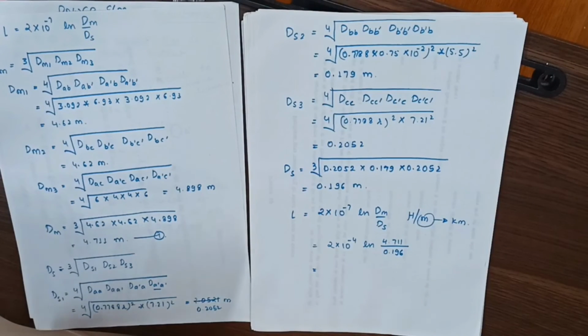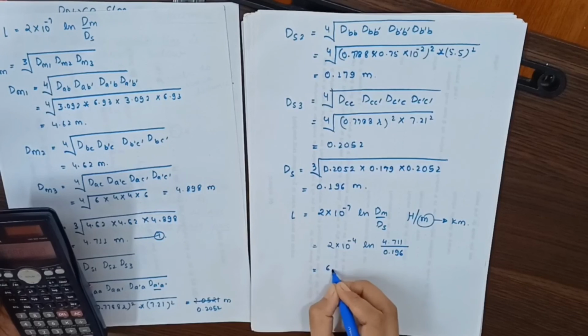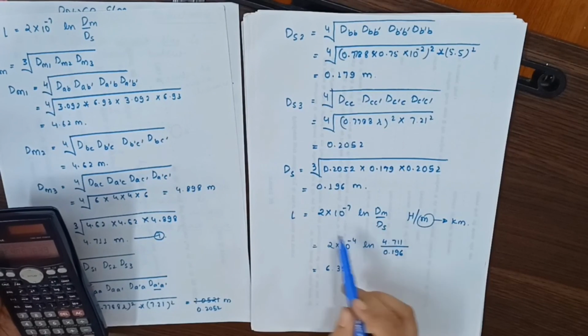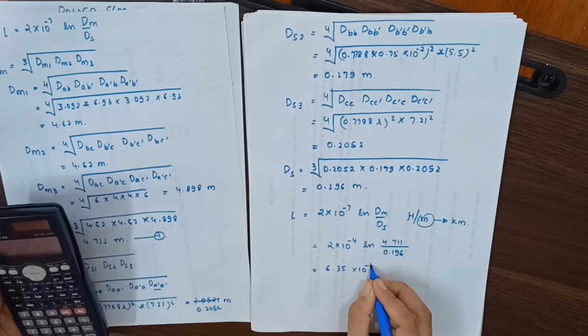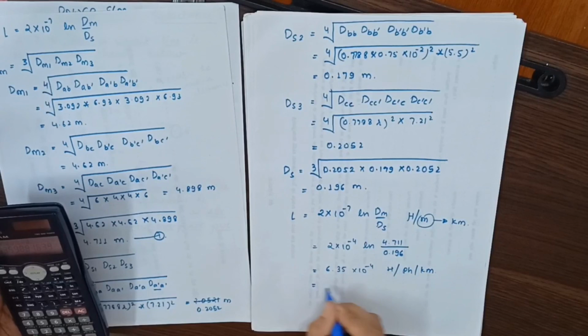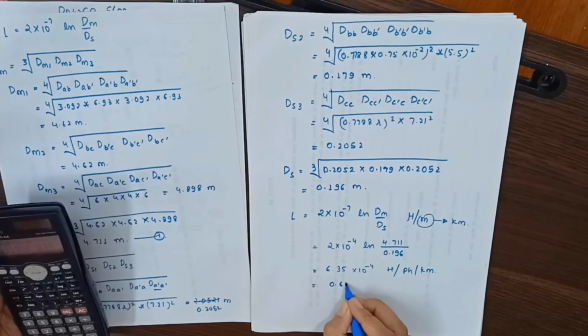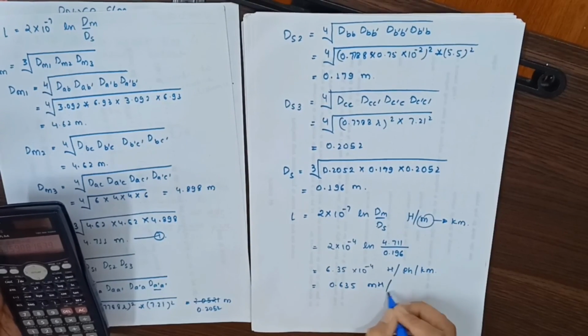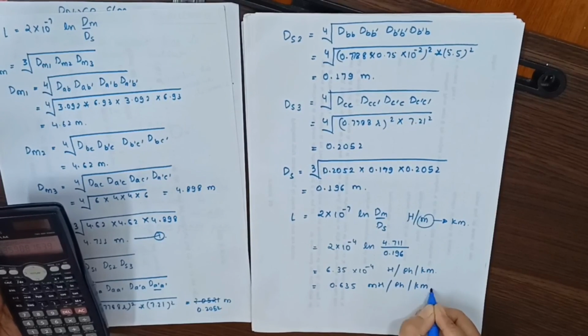So again, it is all calculation based. There is no concept here. It is a simple concept of GMD and GMR, and it's just that easy. So it came out to be 6.35 into 10 to the power minus 4 Henry per phase per kilometer. And if we write, it's 0.635 millihenry per phase per kilometer. That's it.